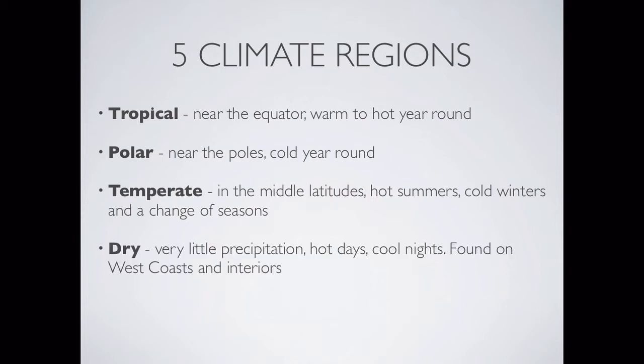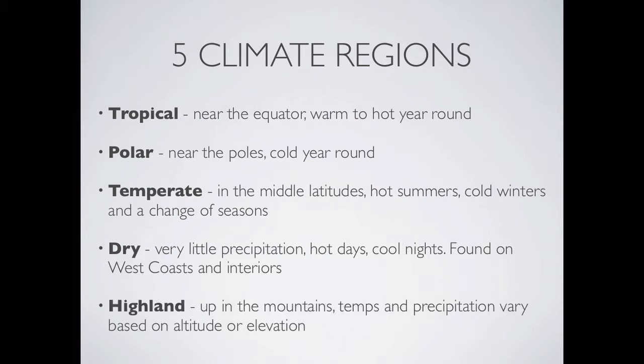You need to know that a dry climate region has very little precipitation, which is just a fancy word for rain. They generally have hot days and cool nights, so basically we're talking about desert areas. And we find dry climate regions on the west coast of continents and in the interior parts of continents. So, for example, the middle of Australia, the interior of the continent of Australia, is basically one big dry climate region. Along the west coast of the United States, we have some desert areas, some dry climate region areas. All along the west coast of South America, we have dry climate regions.